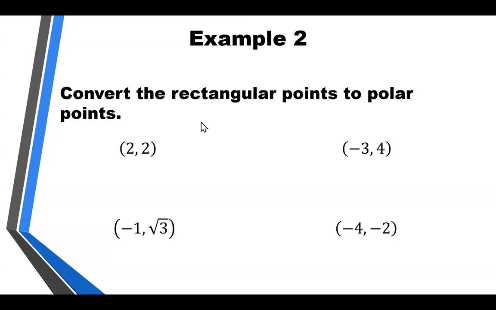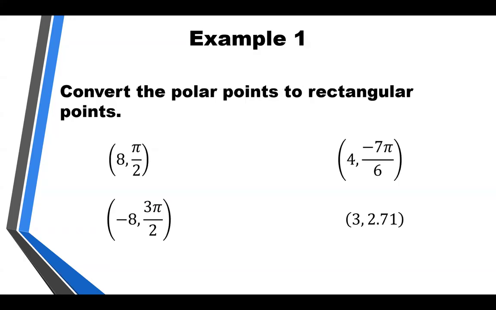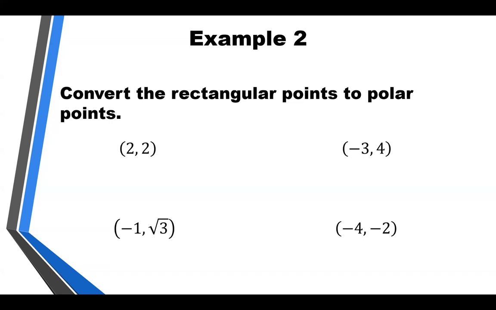That is how to convert points to points. We've converted rectangular points to polar points and also polar points to rectangular points. The polar to rectangular is a little bit more direct because I don't have to worry about that inverse tangent versus inverse tangent plus pi.